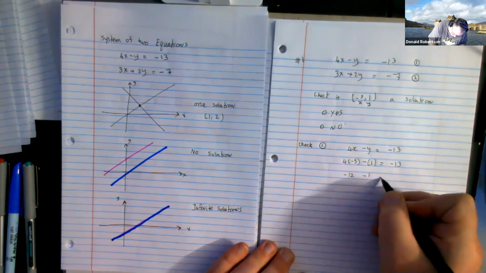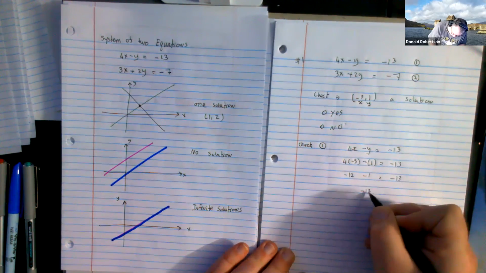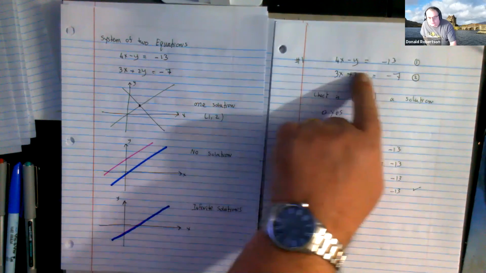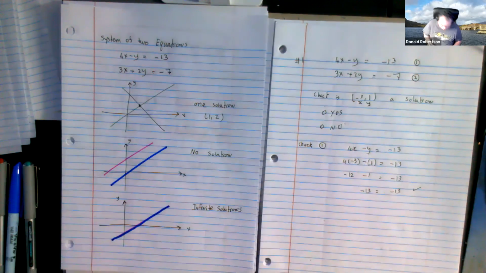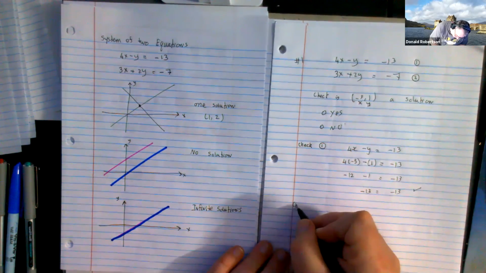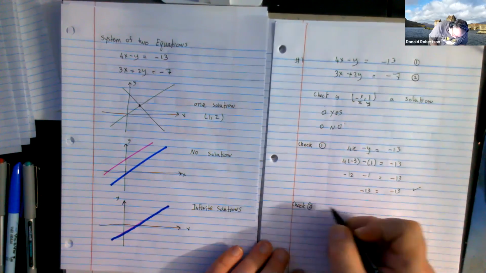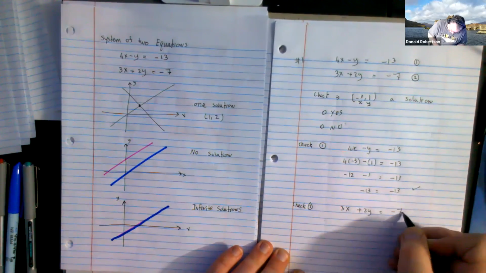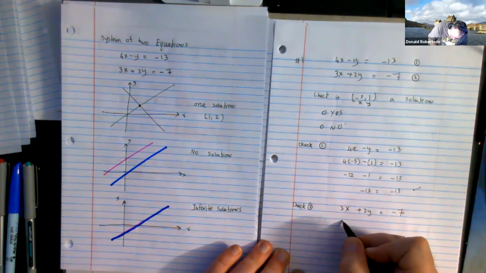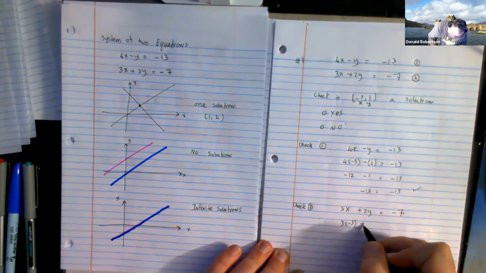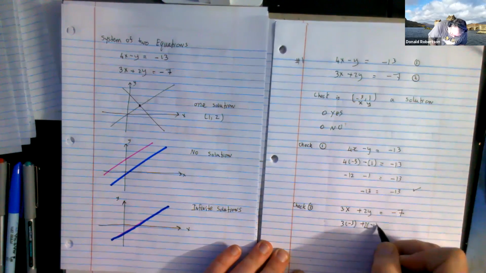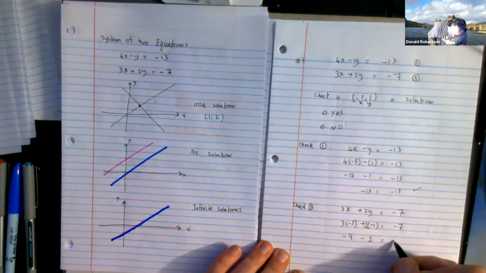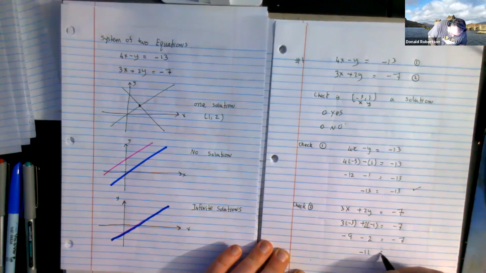And good news, yes. But shouldn't I also check the second one? Because it might not work with the second one. So I'm now going to check it with equation 2. And equation 2 says that 3 lots of x add 2y is -7. And that's going to be 3 lots of -3 add 2 lots of -1. And that's -9 take away 2. And that's -11, -7. Would you agree that's a no?